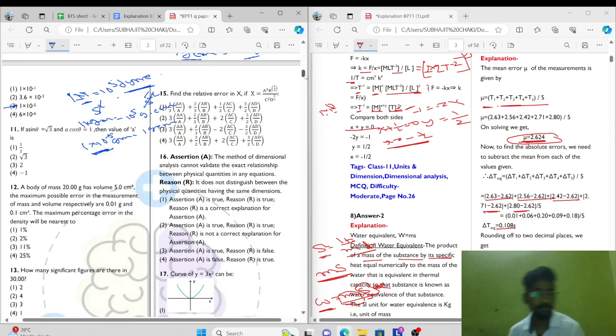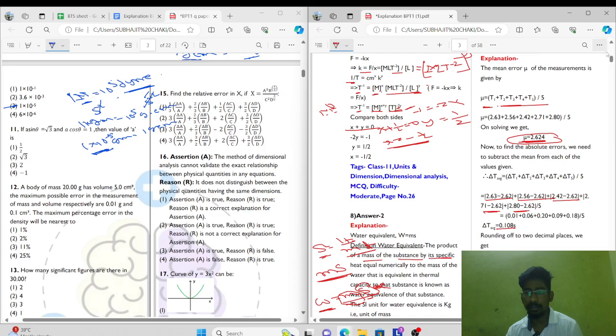Okay, so next question, question number 11. This is from basic mathematics. You all guys requested that we should include certain questions from basic mathematics. So here it is. The first one is from trigonometry, right?